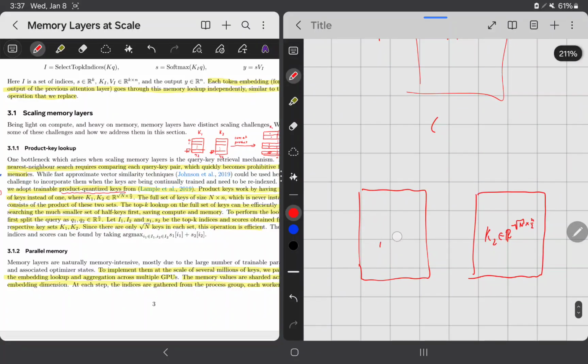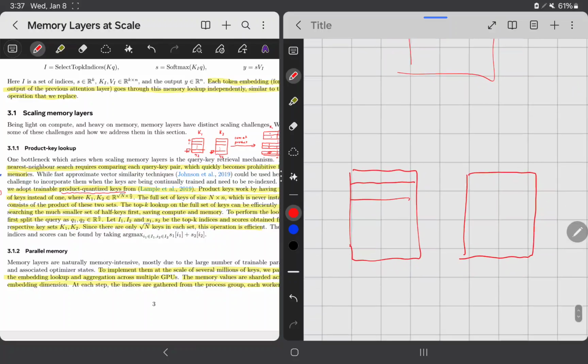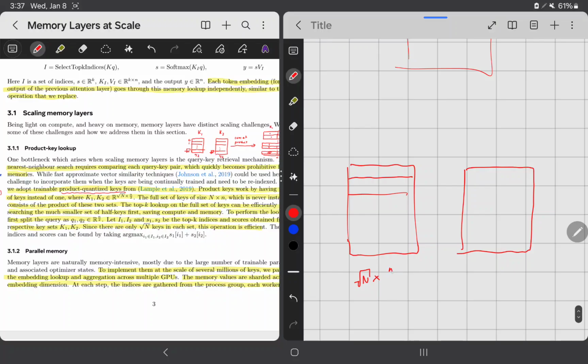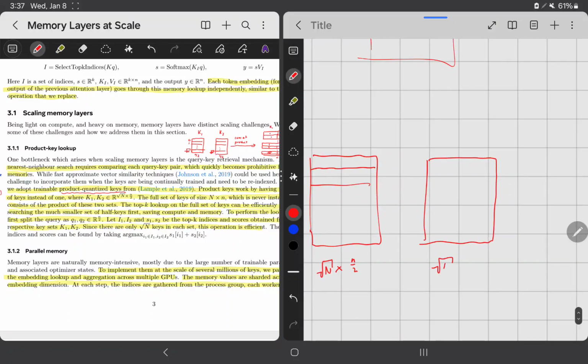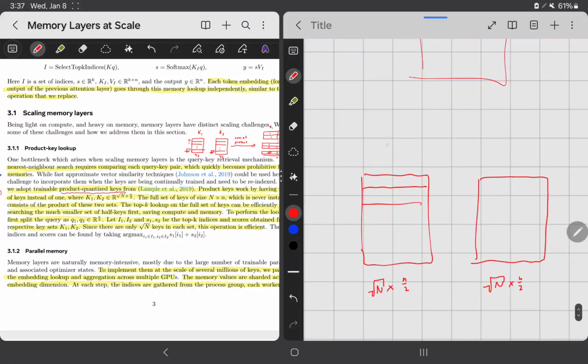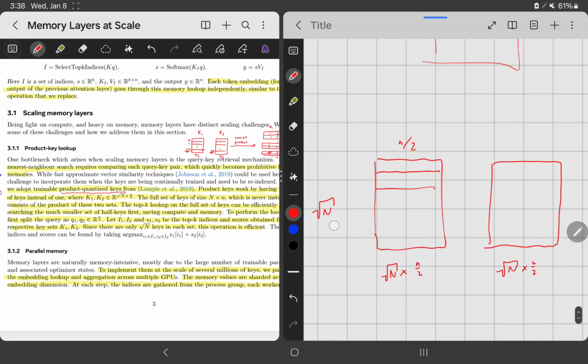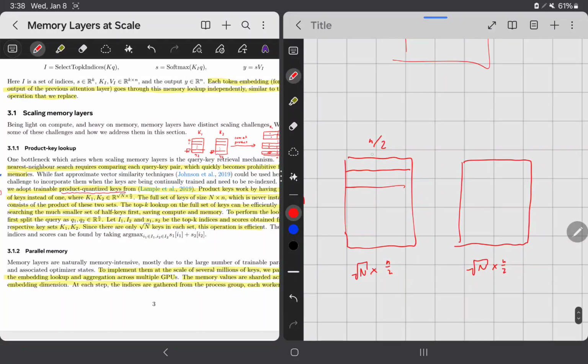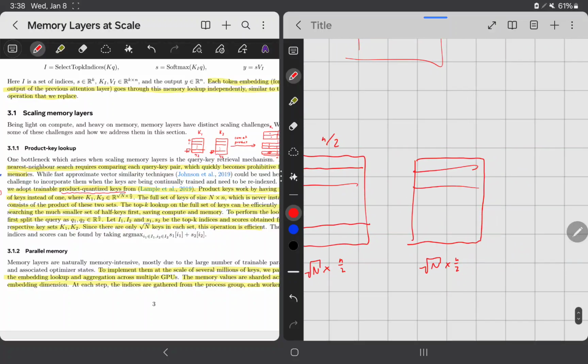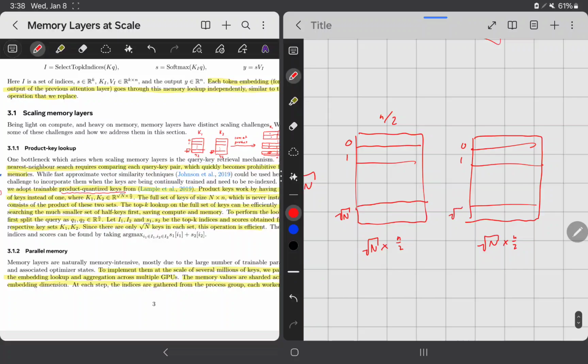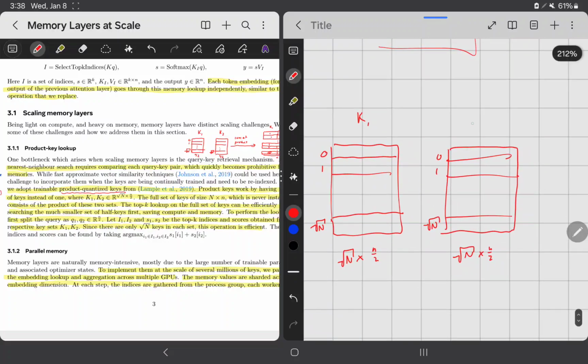Let me show you how you do that. Let's represent this as a set instead. A set of root N vectors of shape little n over 2. Same here, root N by little n over 2, where this is the n over 2 dimension and this is the root N dimension. So we have root N vectors of shape n over 2. This will be vector 0, vector 1, up to vector root N, and same here. So this will be K1, and this will be K2.